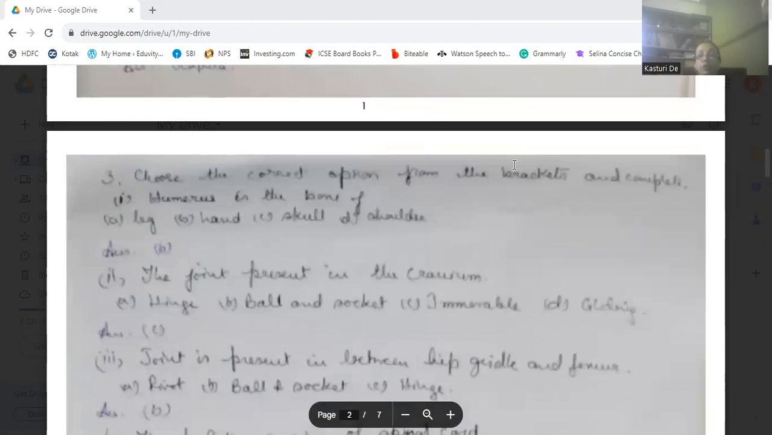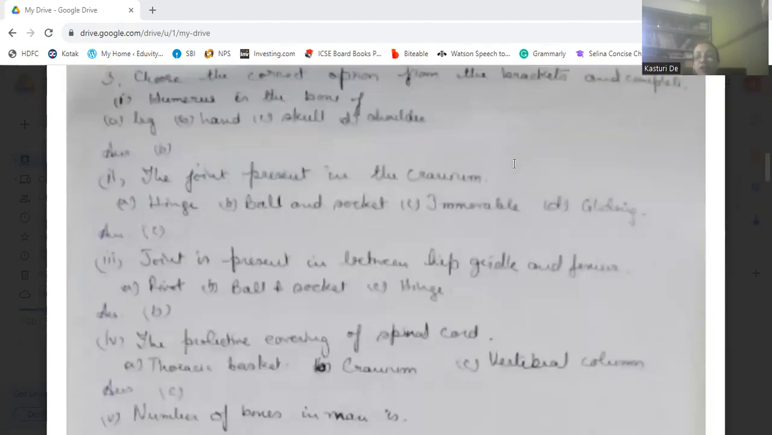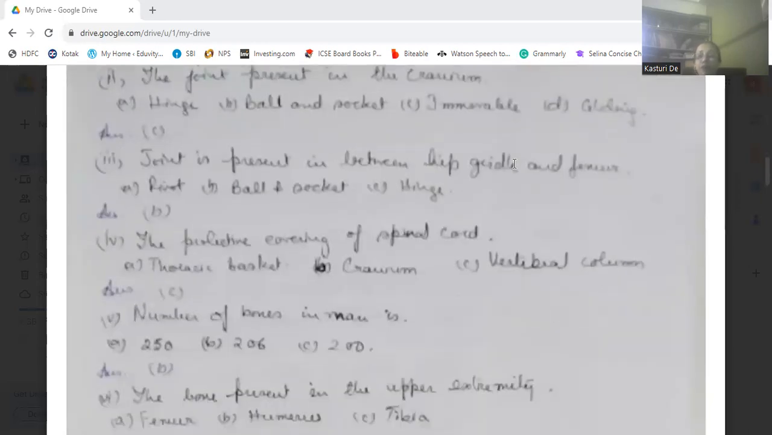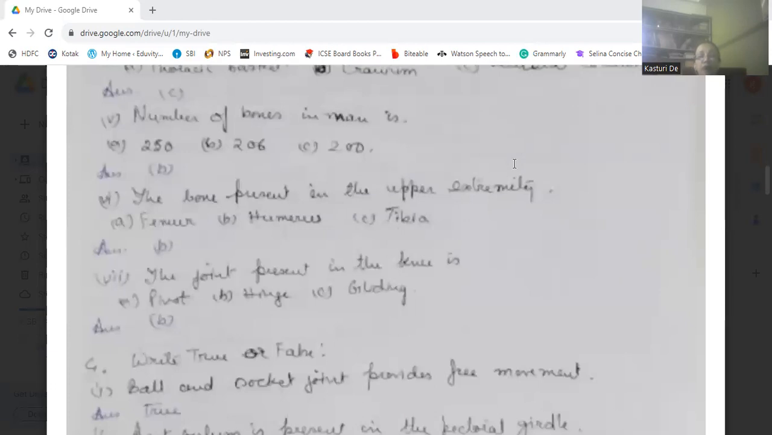Humerus is the bone of the leg, hand, skull, or shoulder. It is of the hand. The joint present in the cranium is immovable joint. The joint present between the hip girdle and the femur is ball and socket joint. The protective covering of the spinal cord is known as vertebral column. The number of bones in man is 206. Humans have 206 bones.